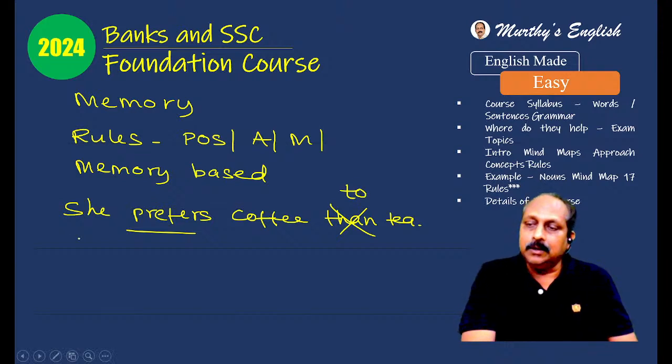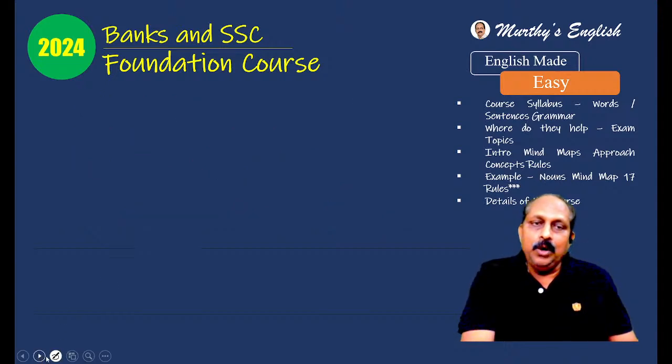What is the right word? To. She prefers coffee to tea. For this, you don't have to be intelligent. All that you need, you have to memorize the rule. They're very easy.